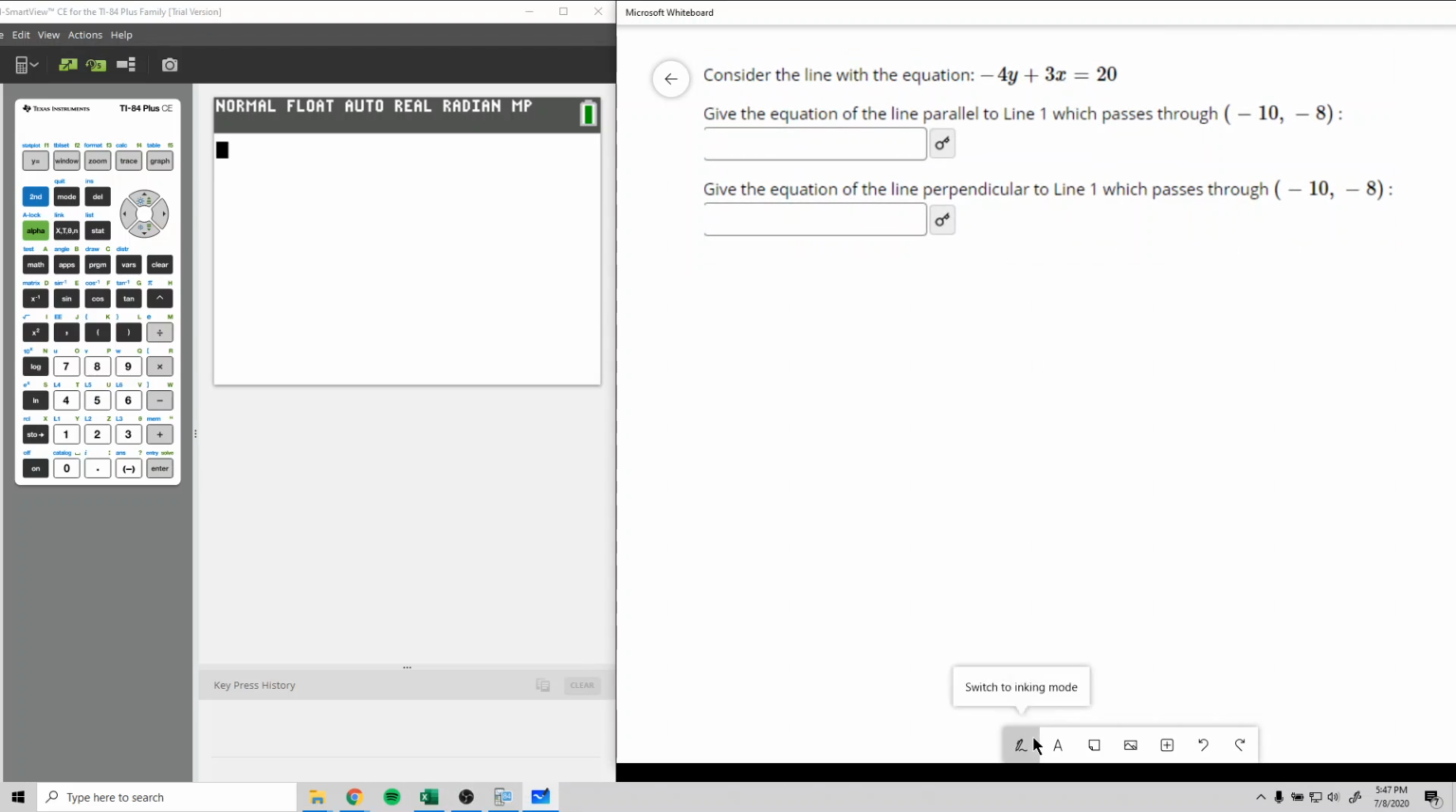This question is asking us about finding equations of lines parallel and perpendicular to a particular line. It says consider the line with the equation -4y plus 3x equals 20. We want to give the equation of the line parallel to line 1, which passes through the point (-10, -8), and then the second part will be the same thing but perpendicular. I'm going to label these as 1 and 2.